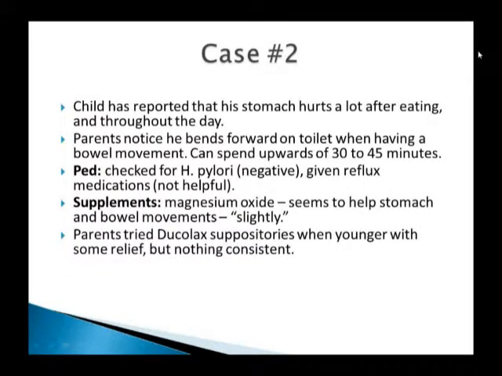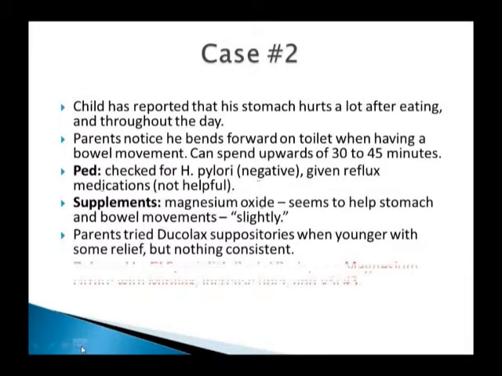So the child had reported that his stomach often hurt after eating and often throughout the day. The parents noticed that the child would bend forward on the toilet when trying to have a bowel movement and could spend sometimes upwards of 30 to 45 minutes trying to go to the bathroom. Pediatrician did some things, checked for H. pylori to see if there was an infection in the stomach, tried some reflux medication, none of it really helpful. And so things like magnesium oxide were implemented, seemed to help a little bit, and then over time parents would do things like Dulcolax suppositories when he was younger. Got some relief, but nothing was real consistent.